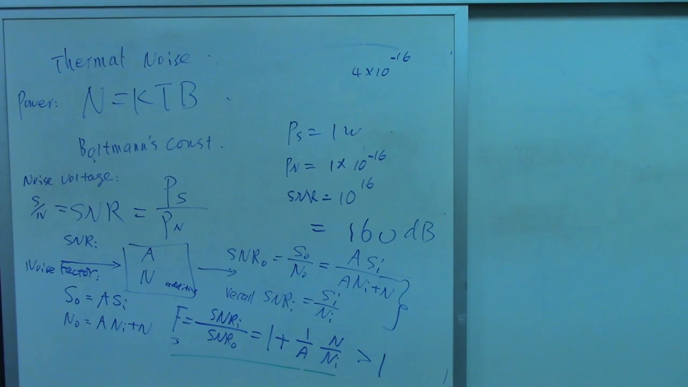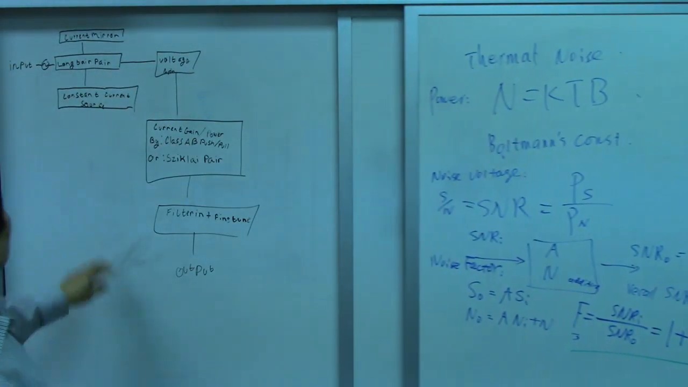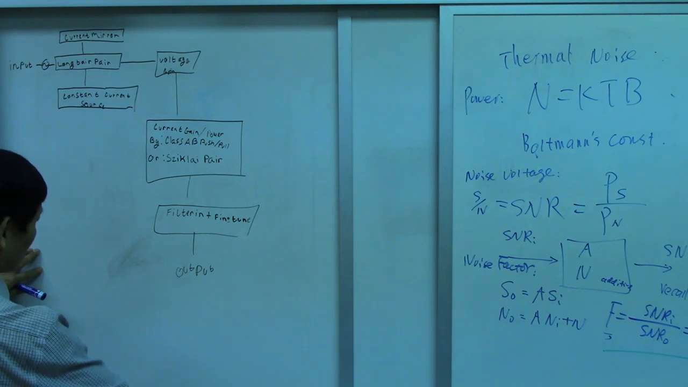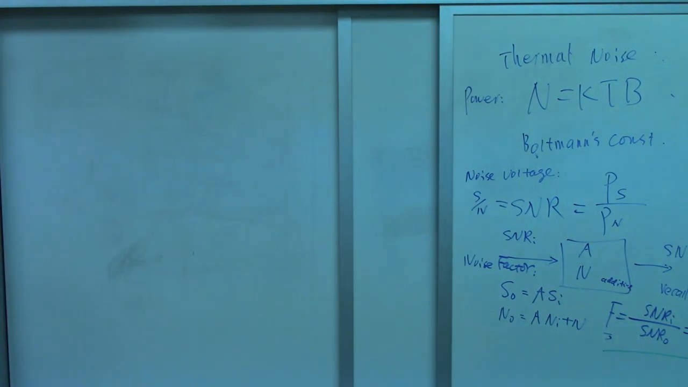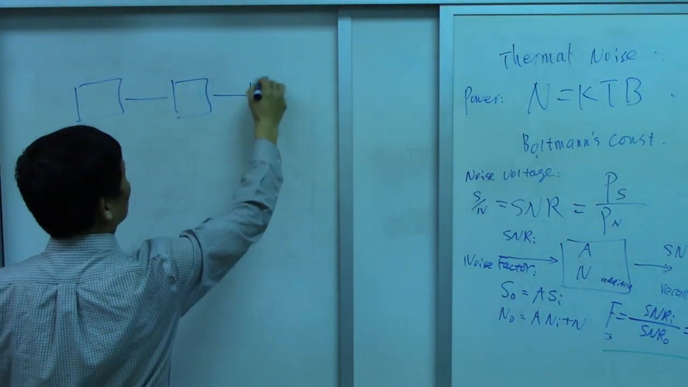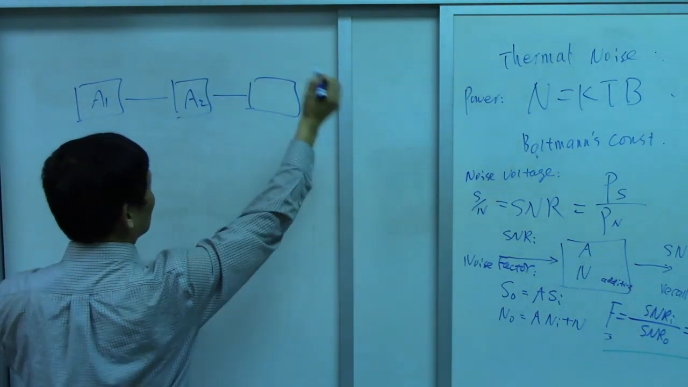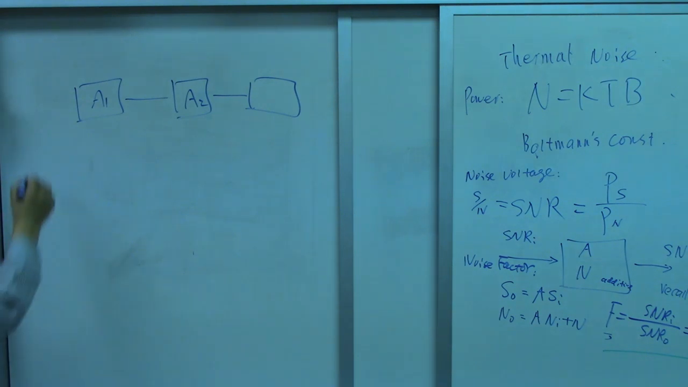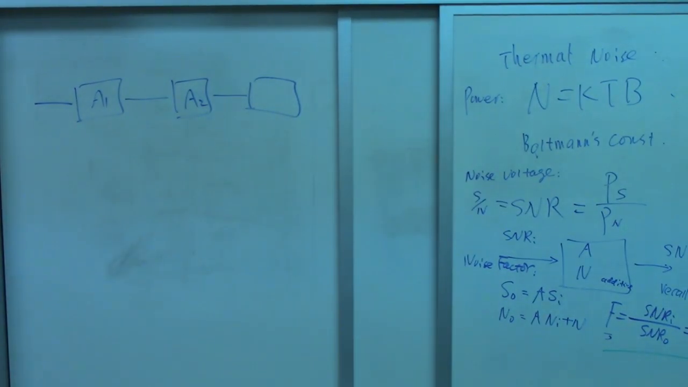The next one is, this one only works for one stage. Right? How about if we have, for example, two stages, we have here 1 and we have 2, we may have more. So A1 is the first amplification factor, A2, and we have the output. What is the noise factor of the cascaded system?